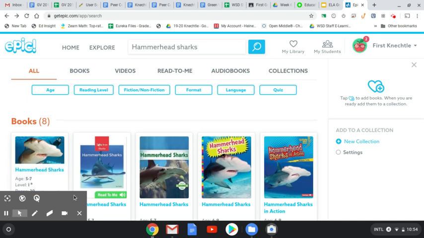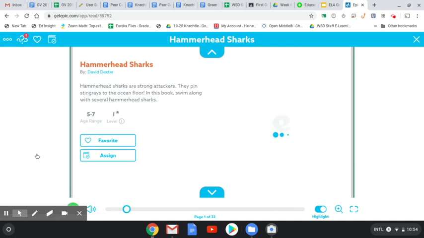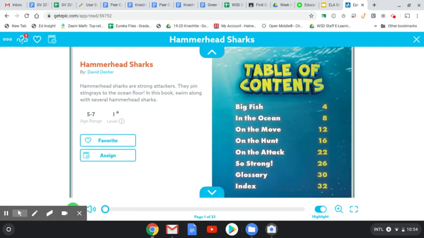Okay, so here is the book that we're going to be reading. It is called Hammerhead Sharks. I'm going to click on it right here. And you'll notice right away that there is this page. This page right here has a title, Hammerhead Sharks, on it. And that is the title page of our book.